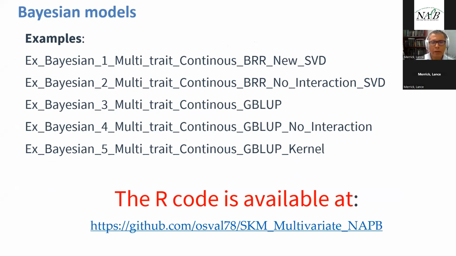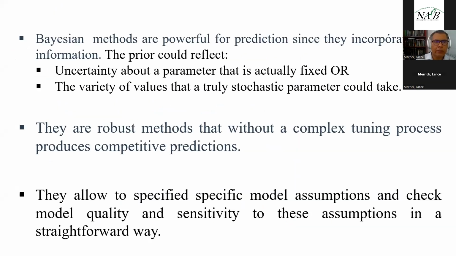Yes. Okay. Now I will point out some things related to Bayesian models before starting with the other models. In conclusion, Bayesian methods are powerful for predictions since they incorporate prior information. The prior could reflect uncertainty about parameters that are actually fixed, or the variety of values that a truly stochastic parameter could take.